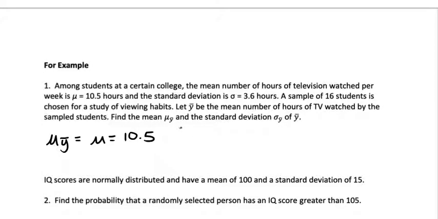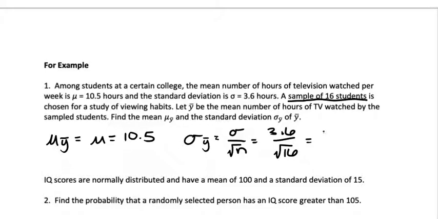Sample standard deviation is only slightly more difficult. I use the formula sigma divided by square root of n. My sigma is 3.6, and my n in this problem, my sample size, is 16 students. So my n is 16. So 3.6 divided by square root of 16 is 3.6 divided by 4, which is 0.9.